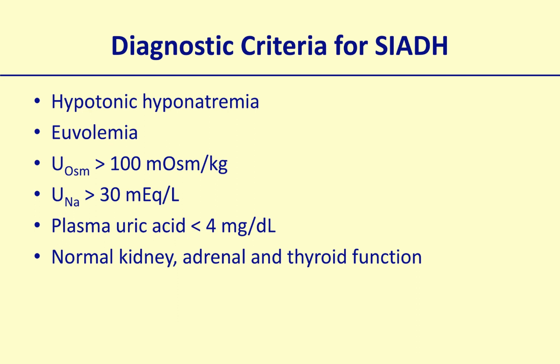And the other criteria is that the patient has to have normal kidney, adrenal, and thyroid function. So you cannot diagnose SIADH in the presence of CKD or end-stage renal disease. And it makes sense. You could have a lot of ADH in your system, but if the kidneys are damaged, they're not going to respond to ADH, right? So that makes sense. Adrenal insufficiency can mimic SIADH if you're not careful to check certain things.